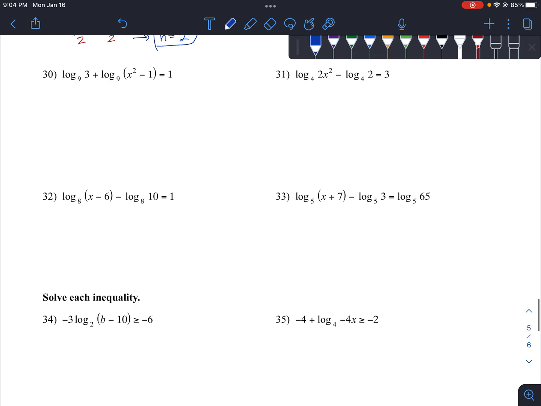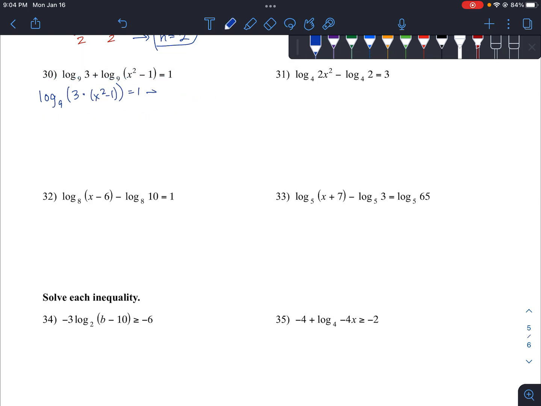Let's try this one over here. For 30, I have 2 logarithms on one side. So what I want to do is to condense this into one logarithm. And because they have a base 9, I can condense these into one logarithm using multiplication. So condense, so log base 9 of 3 multiplied by x squared minus 1 equal to 1.